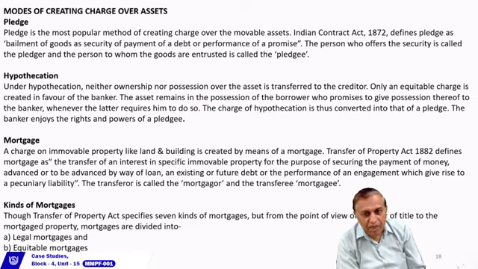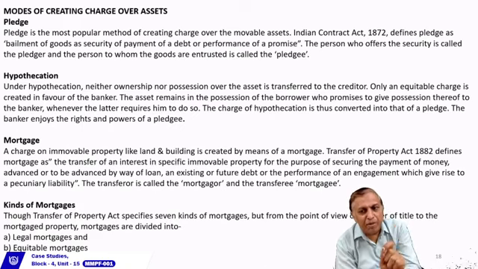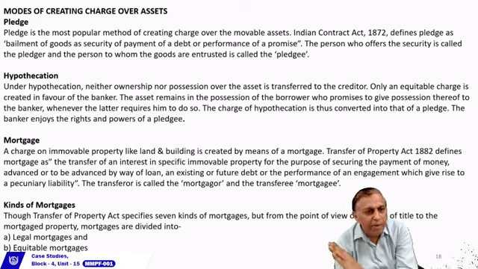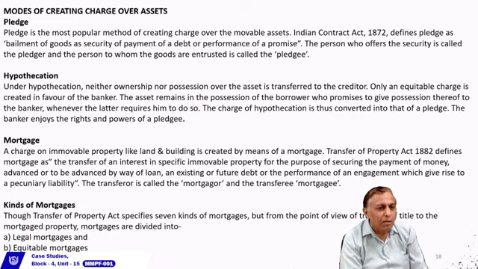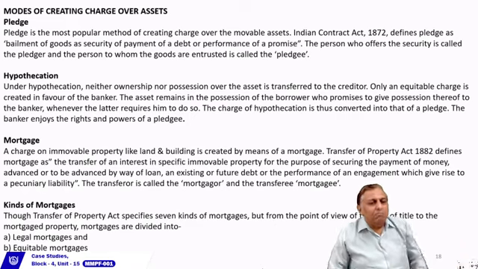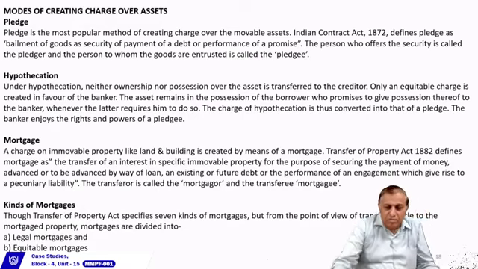Mortgage. You mortgage the property. The Transfer of Property Act defines it as the transfer of an interest in specific immovable property for the purpose of securing the payment of money advanced or to be advanced by way of loan, an existing or future debt, or the performance of an engagement which gives rise to a pecuniary liability. The transferor is called the mortgagor and the transferee is called the mortgagee. What are the kinds of mortgages? Legal mortgages and equitable mortgages.